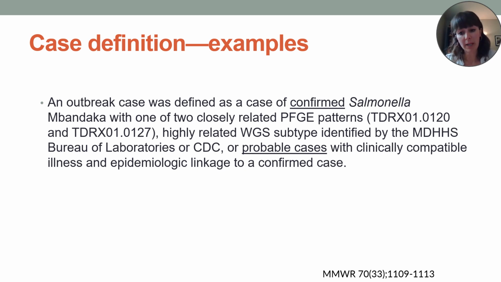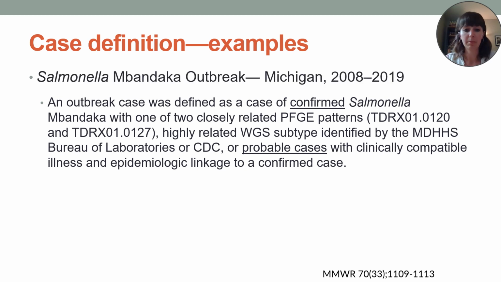But a probable case was someone who had clinically compatible illness, so they had the symptoms linked to salmonella. In your example, we would probably like you to list those, so things like vomiting and diarrhea, and some sort of linkage to a confirmed case. So they had been in the same place, they had shared a meal, whatever, with someone who had already been confirmed.